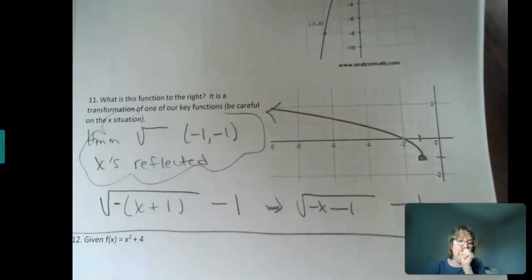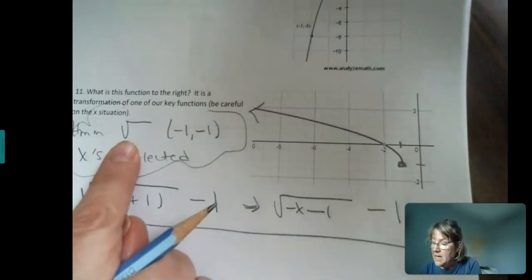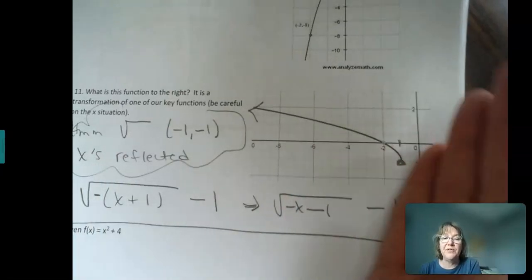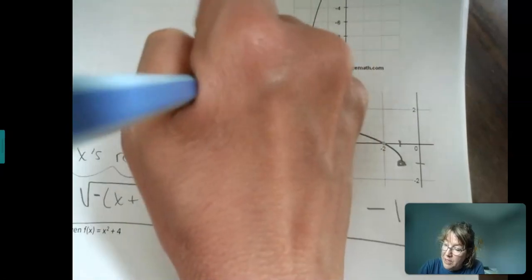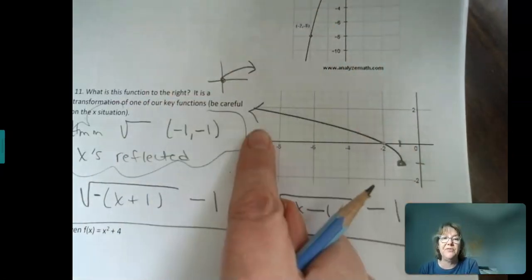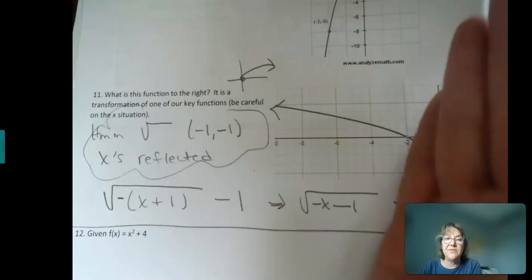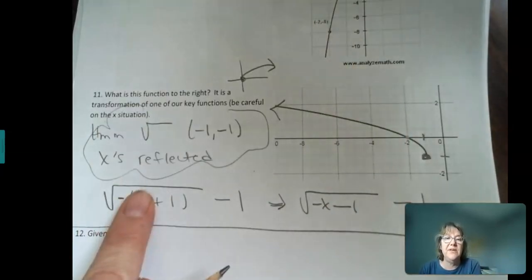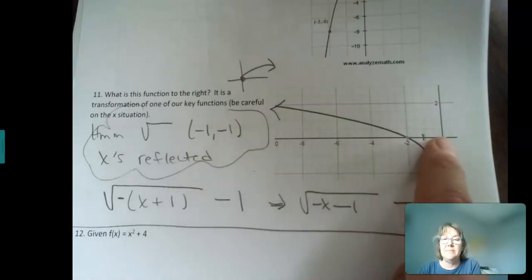Okay, this one is a little tricky. I know it's a square root because of the shape. I know it's reflected because a normal square root should look like that. So I know it's reflected, and I know the x values are reflected because the x's that used to be positive are now negative. And I know the transformation as far as where it starts, -1, 1.